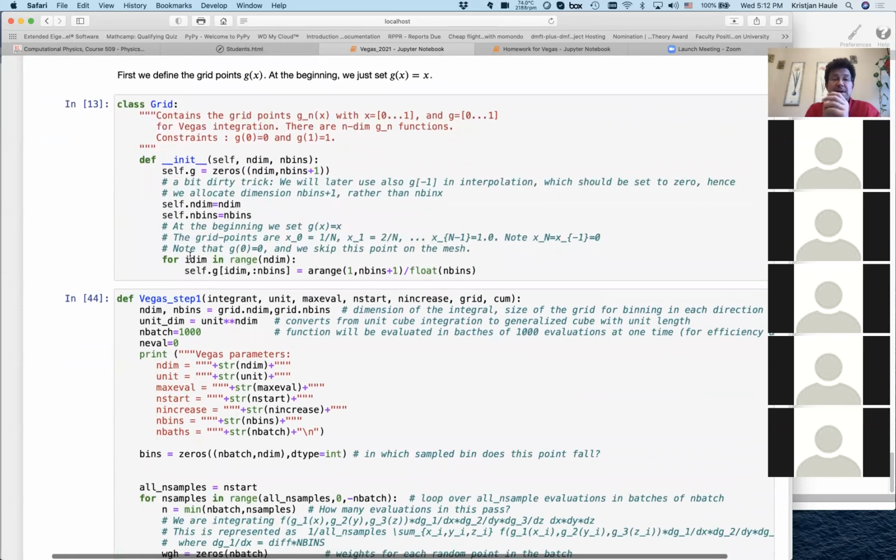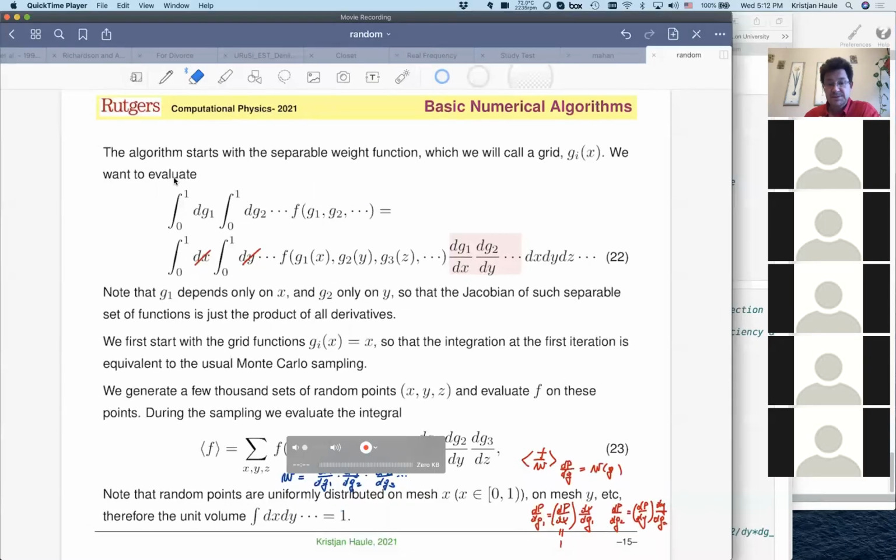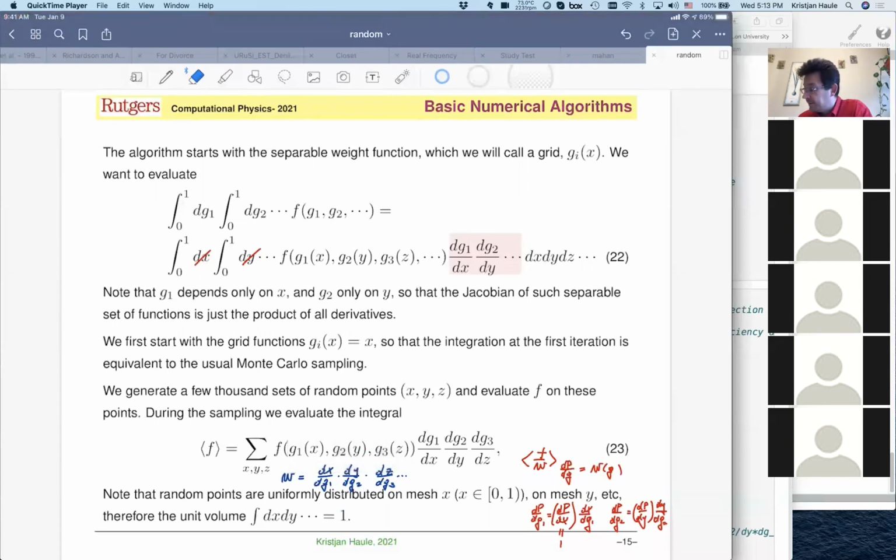And what do we need in this case? Well, the first part that we are going to discuss are the grid functions. So let me try to remind you what the grid functions are. In this discussion here, we said that we are going to use this G1, G2, G3, and so on. These are the grid functions. So basically G1 of X, G2 of Y, G3 of Z, and so on. These functions will be contained in the class grid, and there are going to be n one-dimensional functions.